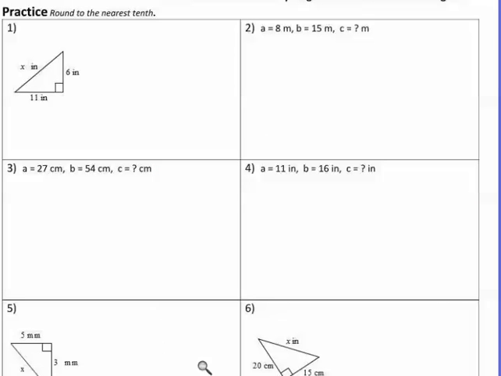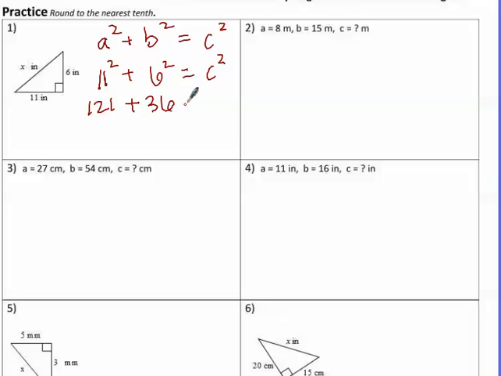Let's practice. It's good to write out the formula each time. So A squared plus B squared equals C squared. So in this case, 11 squared plus 6 squared equals C squared. 11 squared is 121. 6 squared is 36 equals C squared. 121 plus 36 is 157. Once I square root each side, and you may use a calculator, you get C is 12.5 inches. In the directions, it does tell you to round to the nearest tenth.